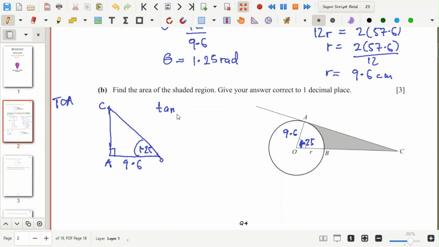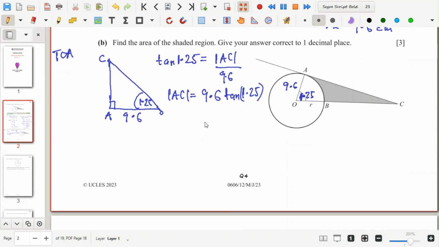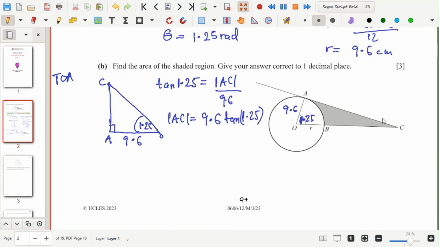So our angle is 1.25. Now, the length of AC, which you don't know, over the adjacent, which is 9.6. So AC is equal to 9.6 multiplying tan 1.25. Okay, very good. So we have found that's the height of your triangle.